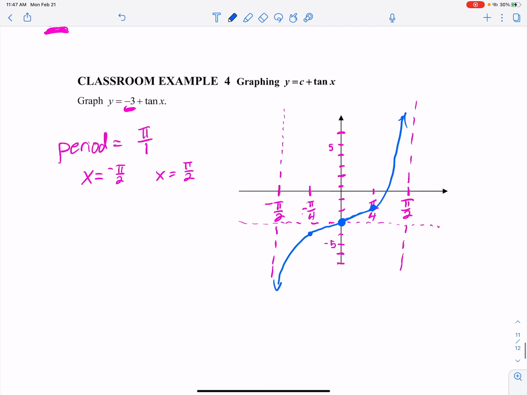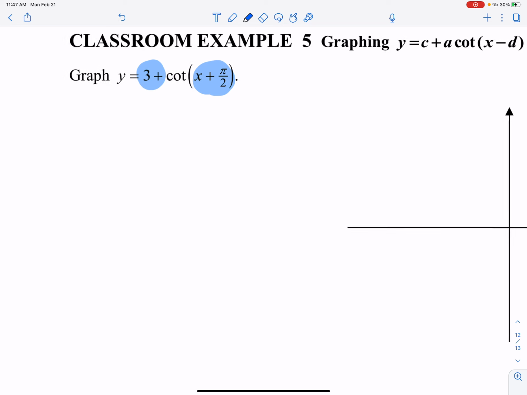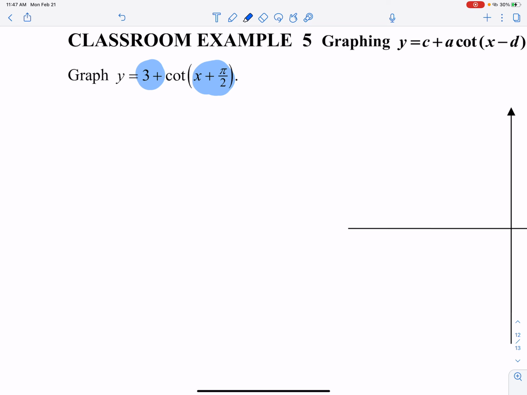Okay, questions, thoughts, concerns, complaints? Cool, a little further, bear with me. All right, so we know what this does. This shifts it up 3. What do you think that does inside? Moves it left pi over 2. Left pi over 2. So we have those translations, up 3, and then left pi over 2.